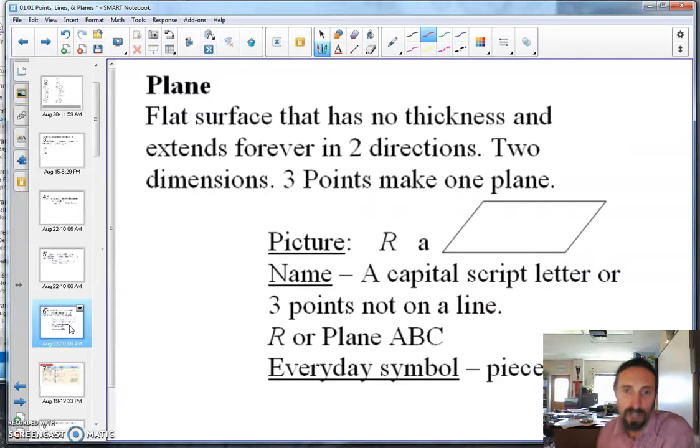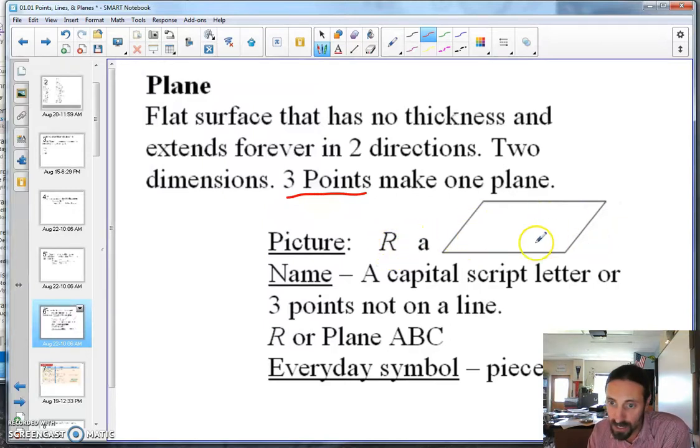Finally, the last undefined term is a plane, a flat surface that has no thickness and extends forever in two directions. 2 dimensions, length and width, length and height, etc. Any 3 points make one plane. So from a picture point of view, you'll see a capital letter, but it's what's called in a script. So it's sort of italic or fancy looking font.